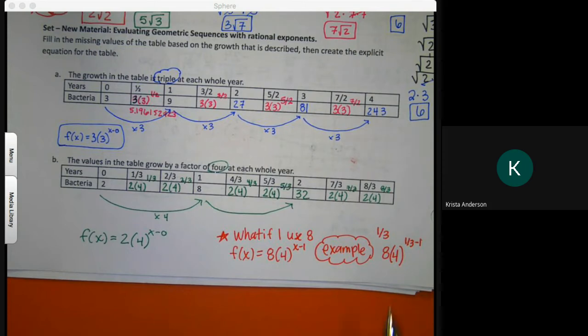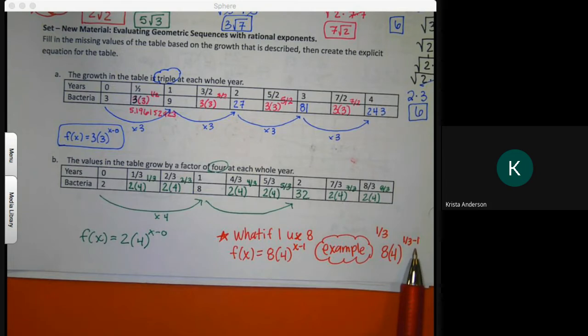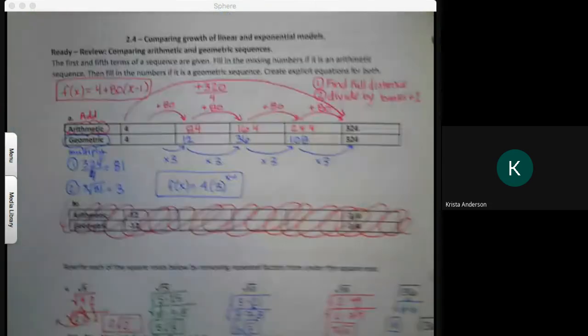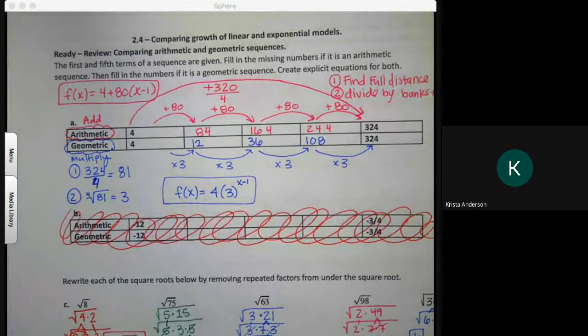If your computer drops the 1 down, so like if it does the 1/3 and then the minus 1 is big and down by it, just highlight it and move it to the power. So it's up there. Good question. Any other questions?